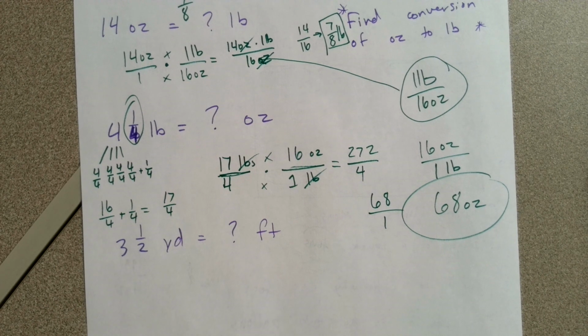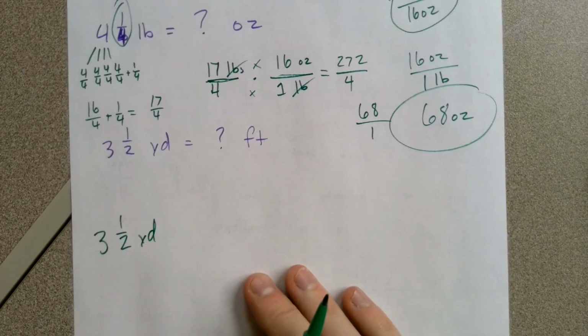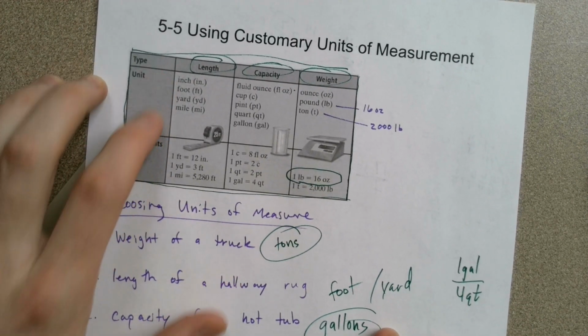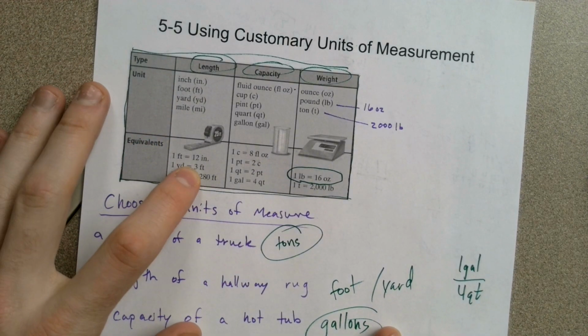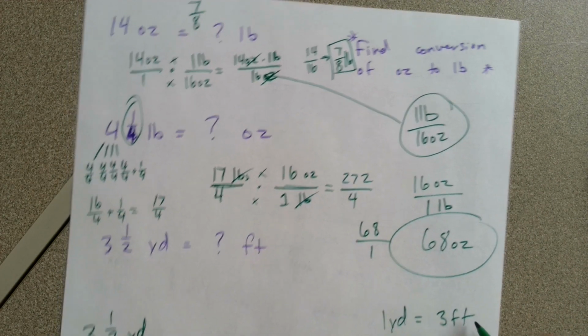We got one more example here. We're going for 3 1/2 yards, and we're turning it into feet. So I gotta find my conversion rate here. I'm going from yards to feet. Let's see where that is. Yards, 1 yard equals 3 feet. So I know that 1 yard equals 3 feet. That's my conversion rate.